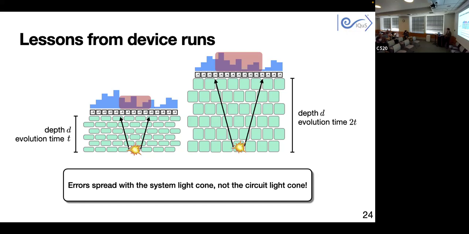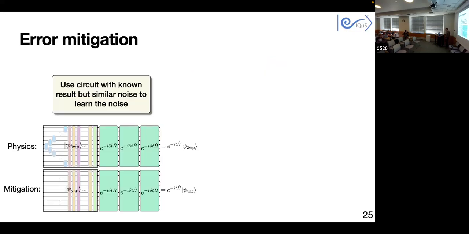And so this really told us that the errors spread with the light cone of the system that you're simulating and not with the device light cone, not with the circuit light cone, as long as the other gates surrounding this error are good. And so this kind of forced us to be really picky about which gates and which qubits we use on the device, more picky than we were in the past.